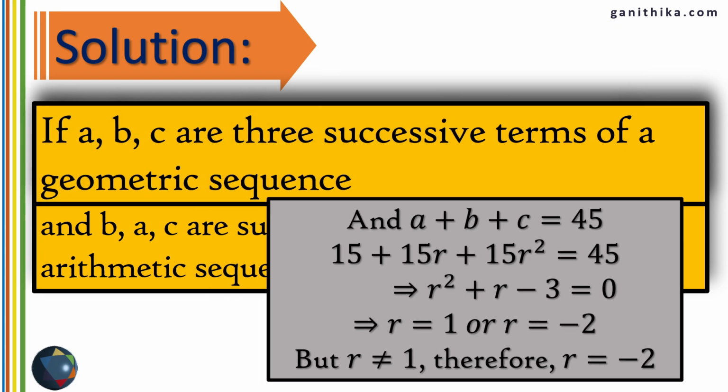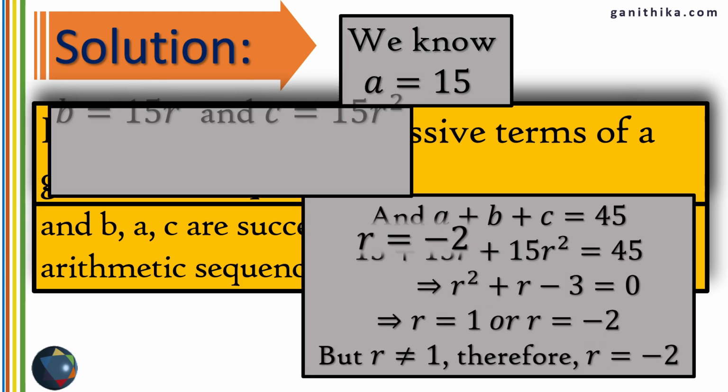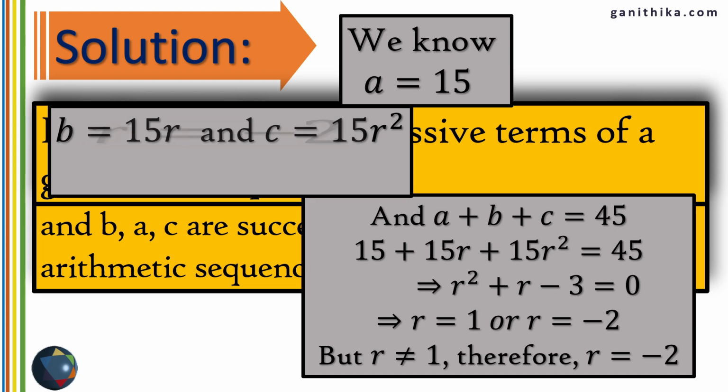We are going back to the information that we have: A is 15, B is 15R and C is 15R squared. Now we have the value for R as negative 2. So substitute that and you will get B as negative 30 and C as 60, and we have found A as 15, B negative 30, C 60. And it's all done.